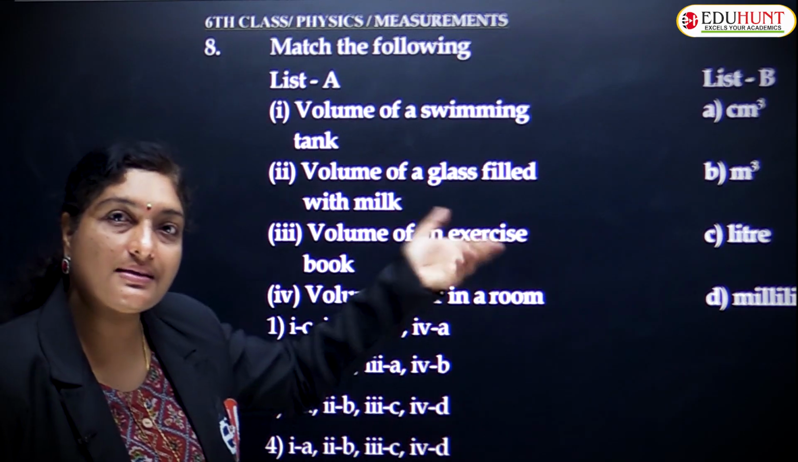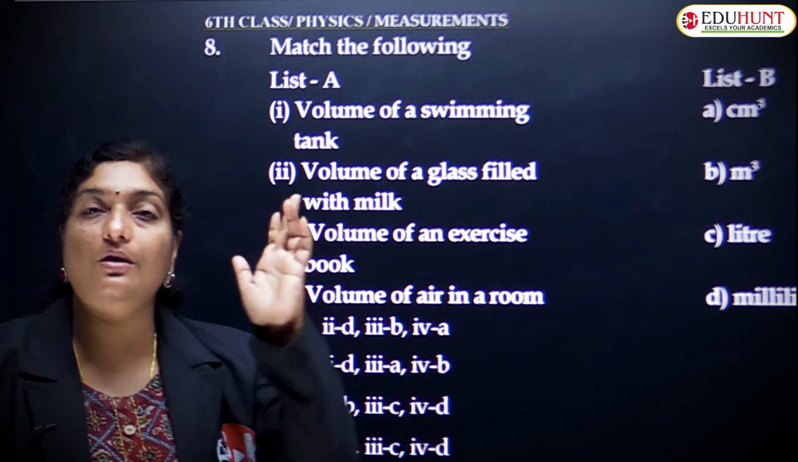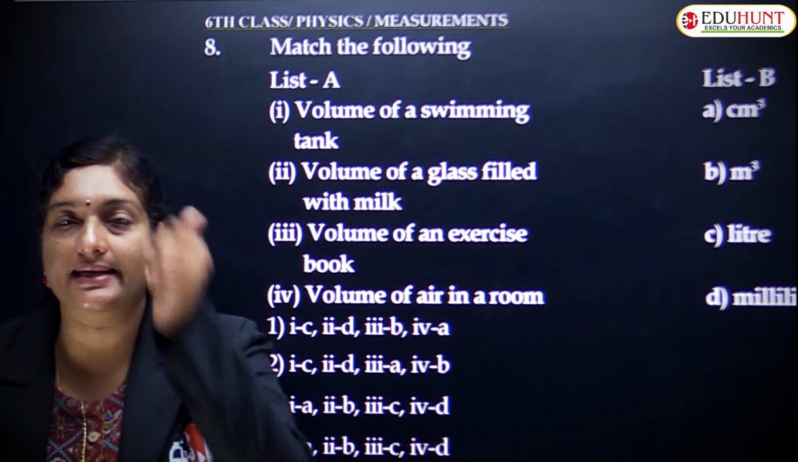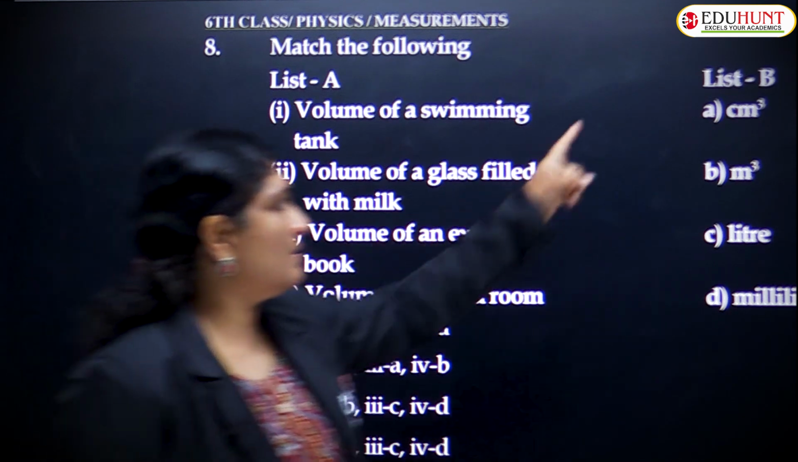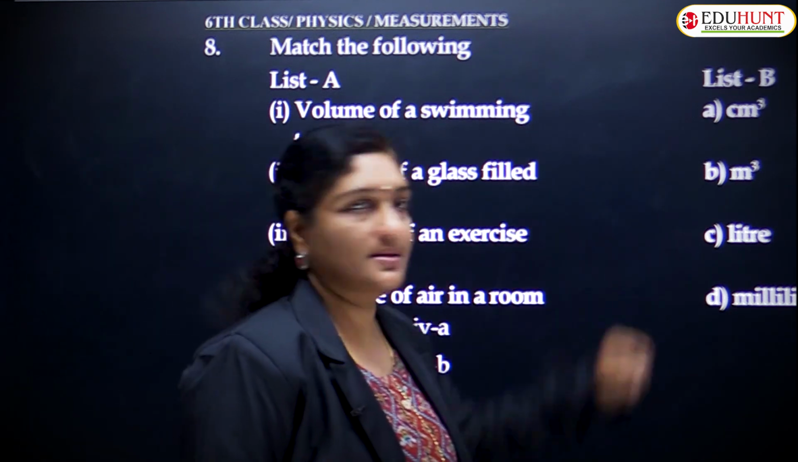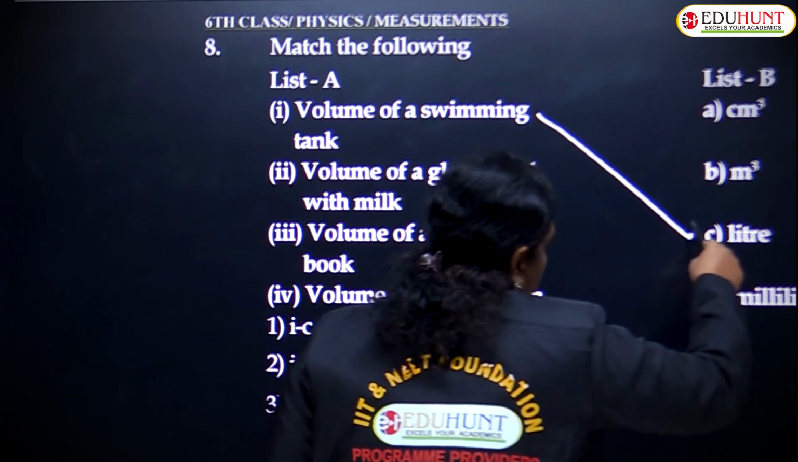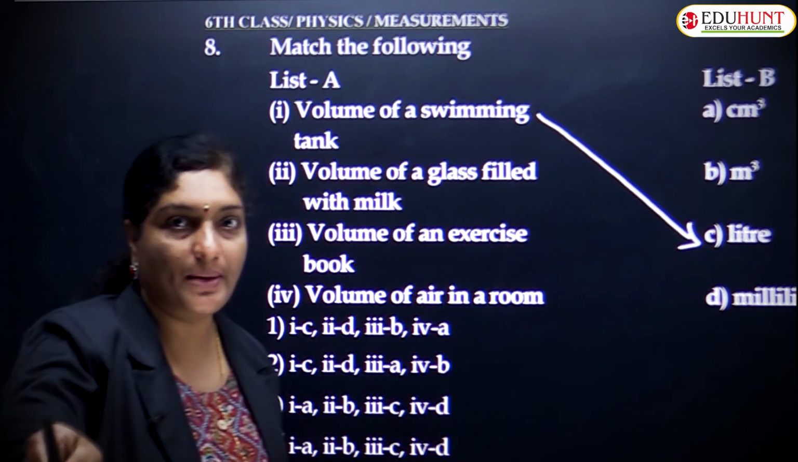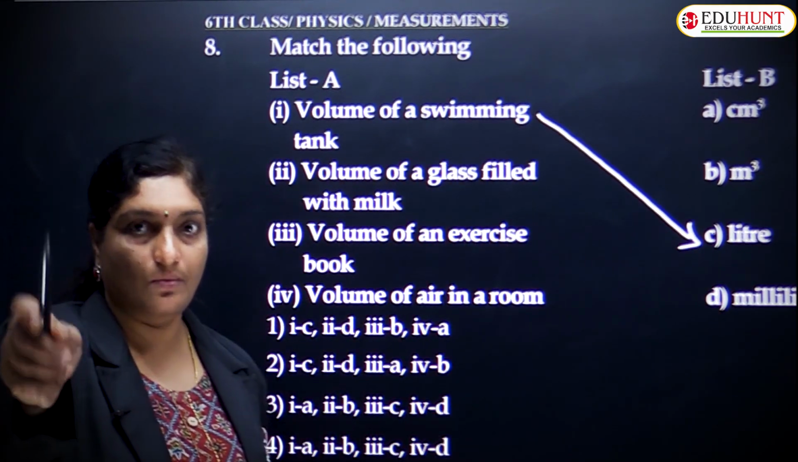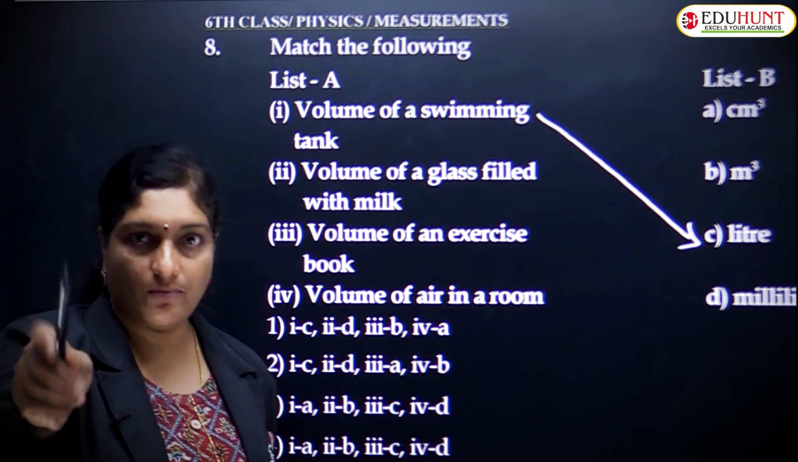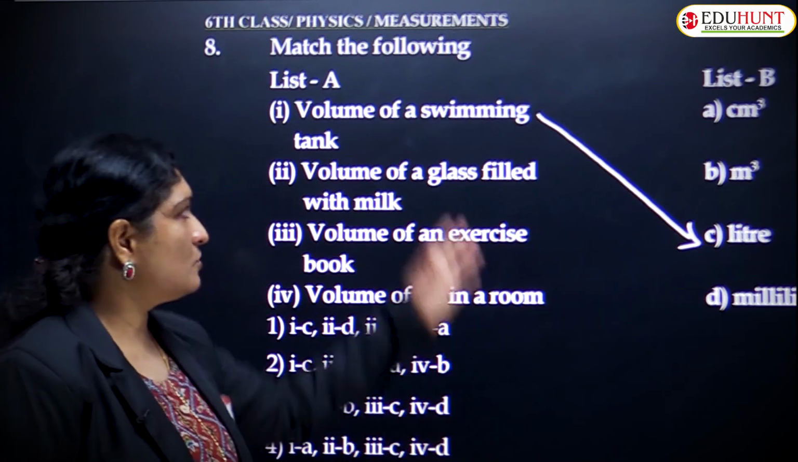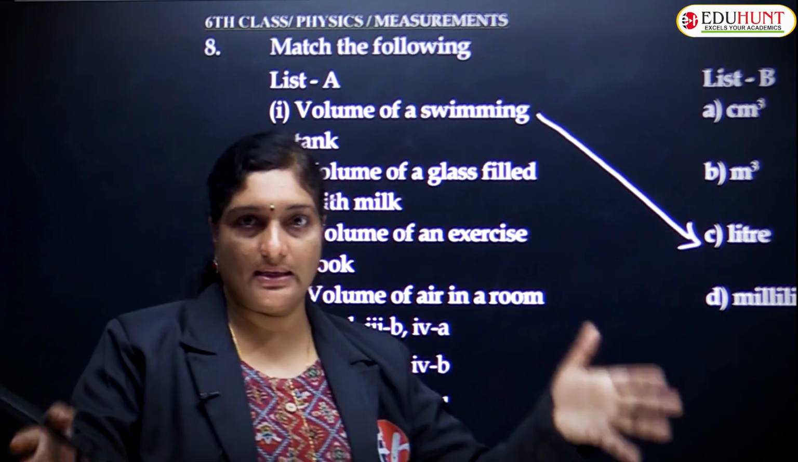Meter cube or liters? Liquids are always measured in liters. So just to check whether liters are there or not. Yes, so a swimming tank is measured in liters. Clear, children? Because a swimming tank contains water. You swim in water, not in anything else, okay? So a swimming tank consists of water, a liquid.